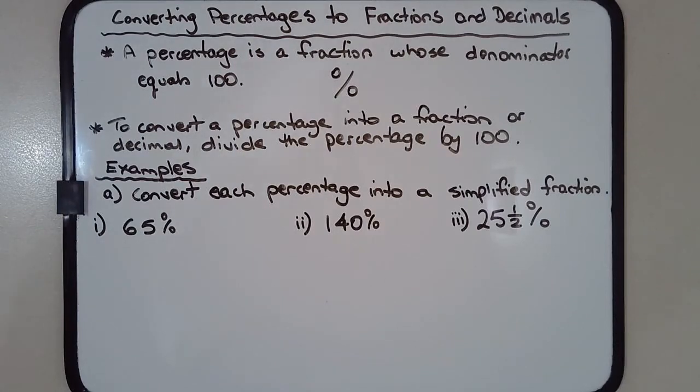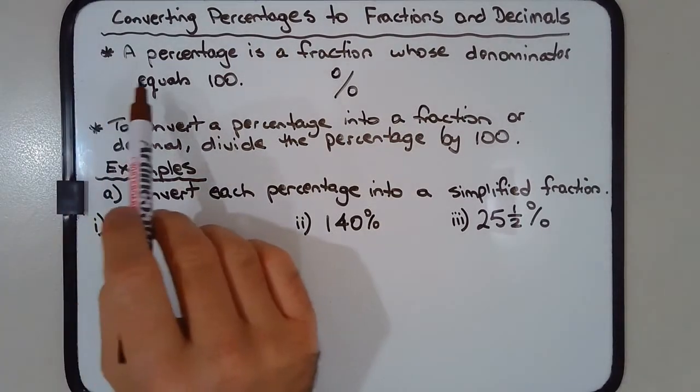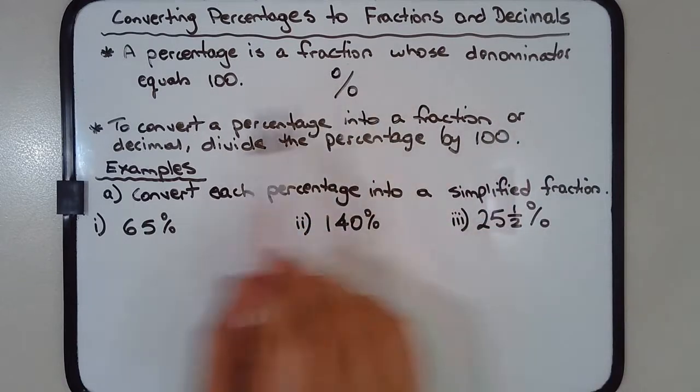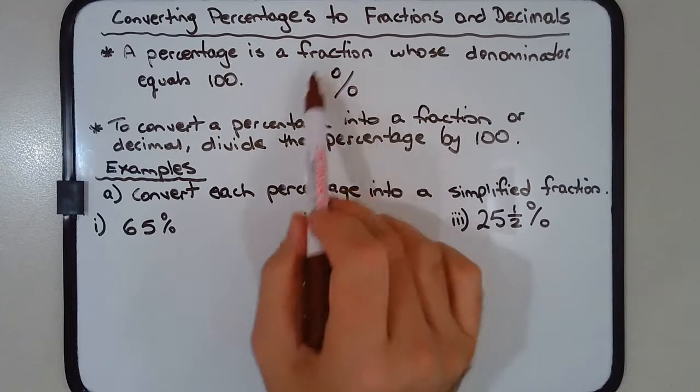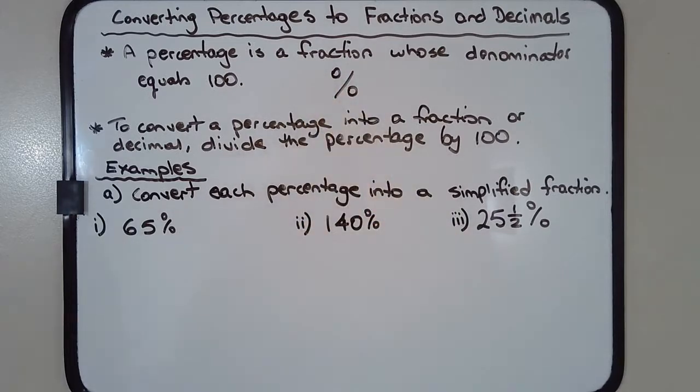We're going to have a look at converting a percentage into either a fraction or a decimal in this video. So what is a percentage? A percentage is a fraction whose denominator equals 100. And the symbol for a percentage looks like this. You've hopefully seen that before. If not, now you know what it looks like.